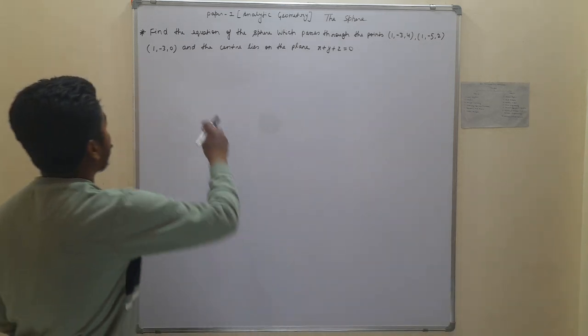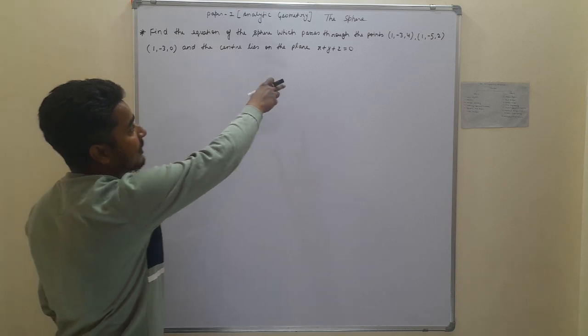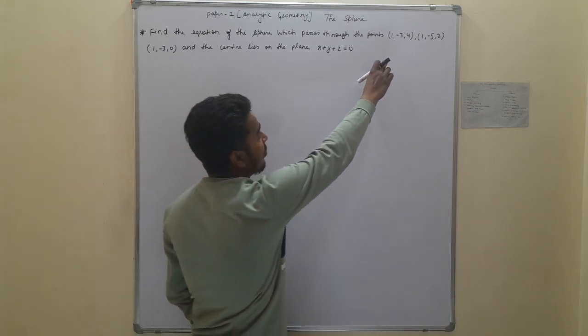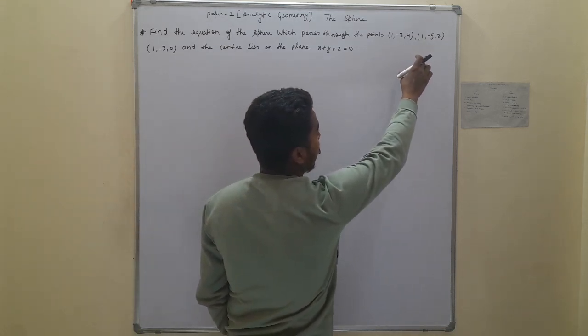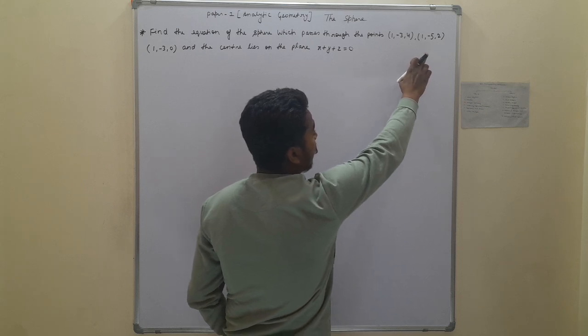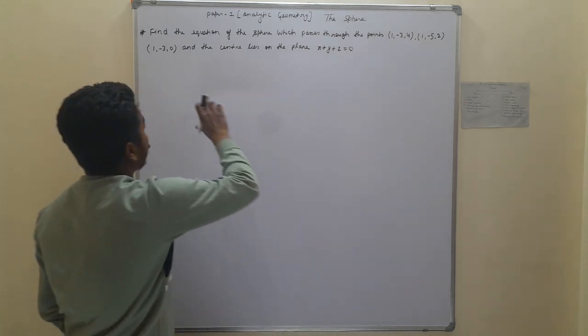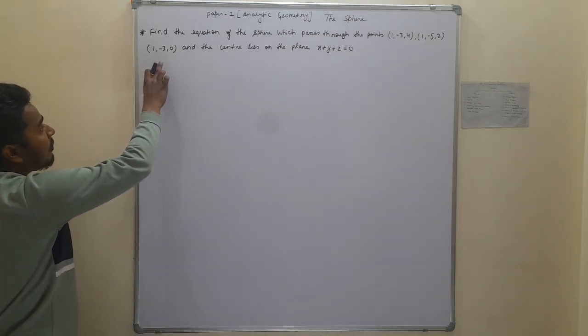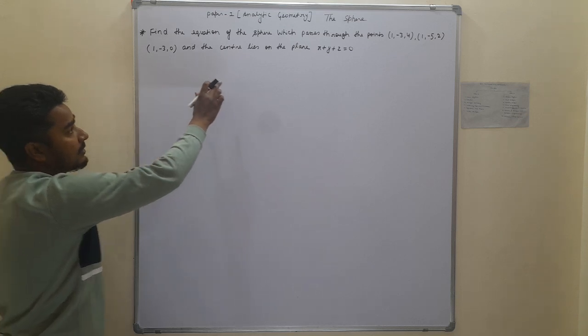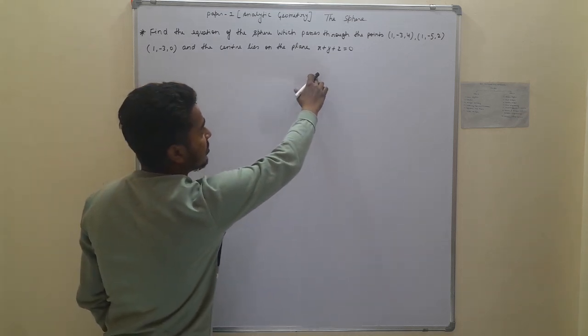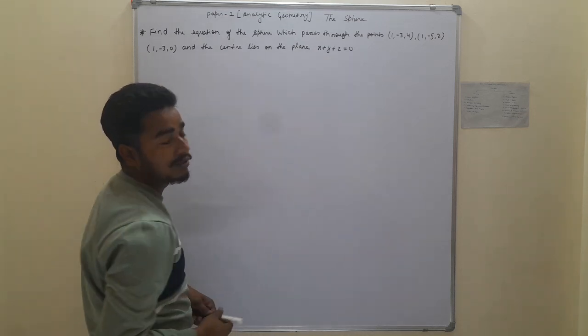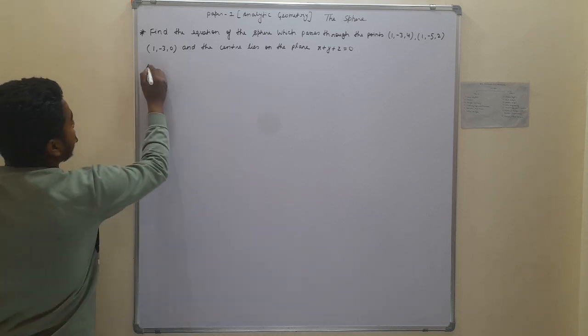The question is: find the equation of the sphere which passes through the points (1, -3, 4), (1, -5, 2), and (1, -3, 0), and whose center lies on the plane x + y + z = 0. Let's solve the problem.